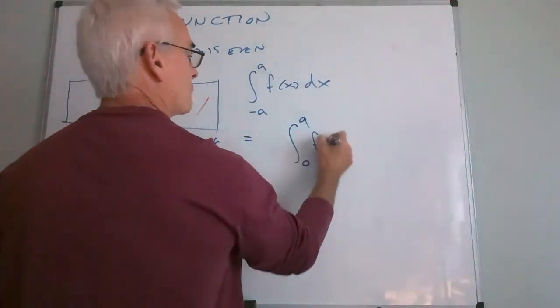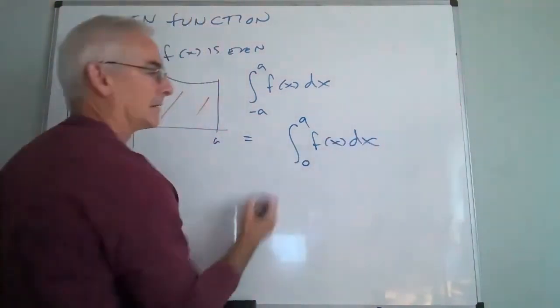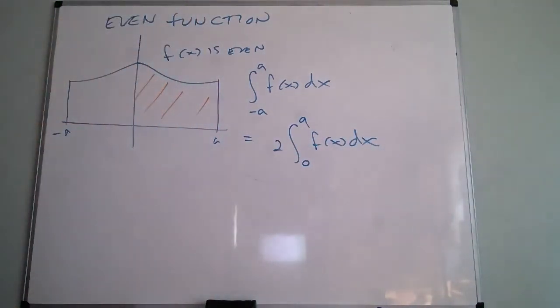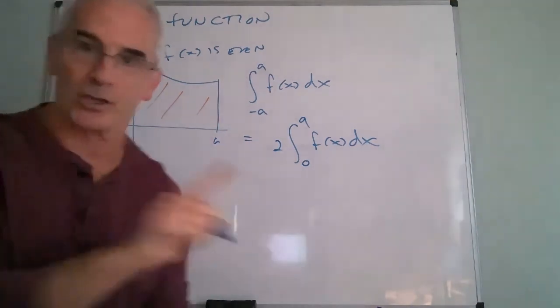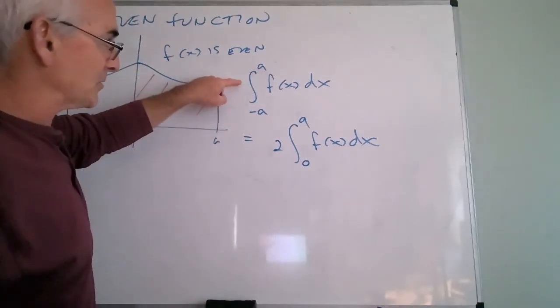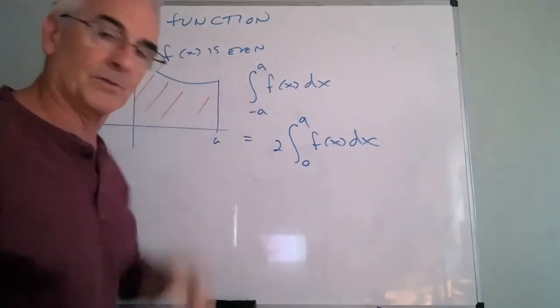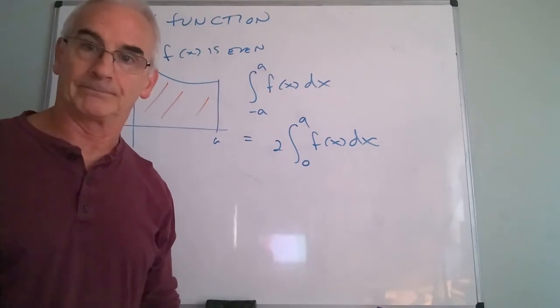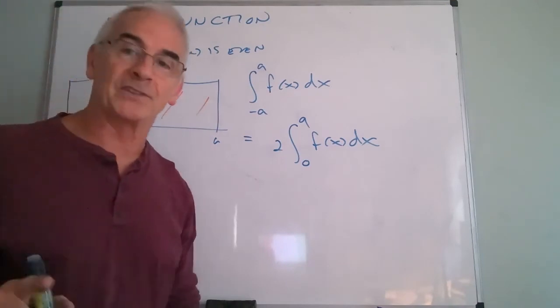0 to a times 2. And I will guarantee you, every problem that exists, I looked at all of them last night, just every problem that exists. If you have an even function with symmetric limits, it is always easier to do this, without exception, every time. And here's part of the reason.